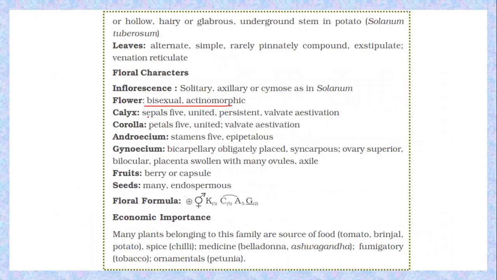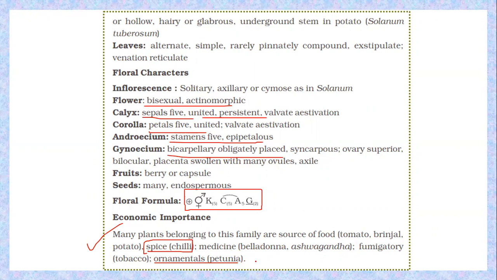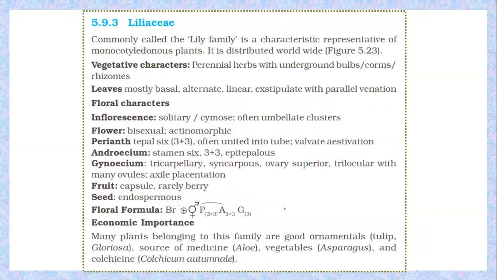Inflorescence, bisexual, actinomorphic. Sepals 5, persistent and united. Five petals united. Stamens 5, epipetalous. Bicarpellary condition. This is the floral formula for a member of the Solanaceae family. The examples are important. A previous year question was chilli. This time they can ask you chilli, petunia. Everything is very, very important. Sometimes this year they can ask you what is the floral formula for tobacco, tomato, ashwagandha, belladonna, all those things. Then this is the floral formula, since they all belong to the family Solanaceae.